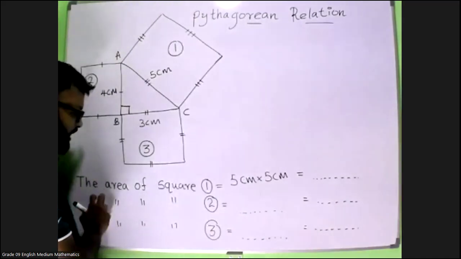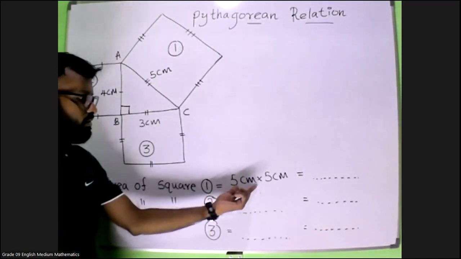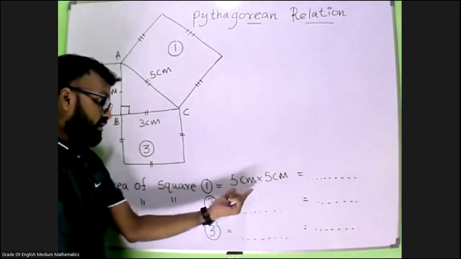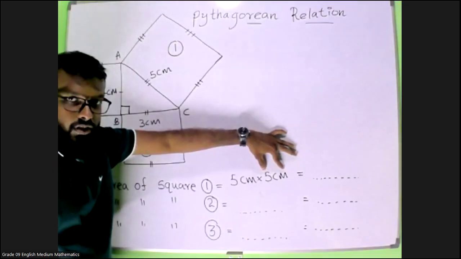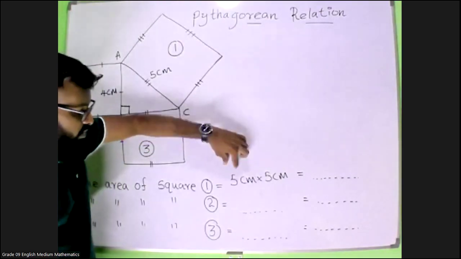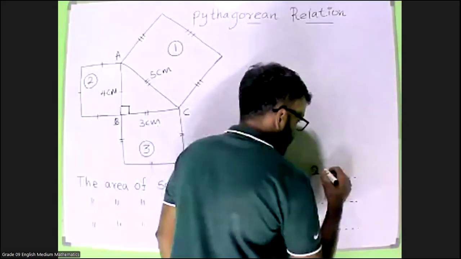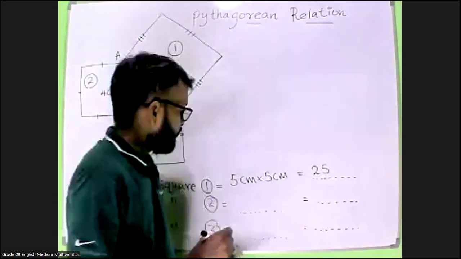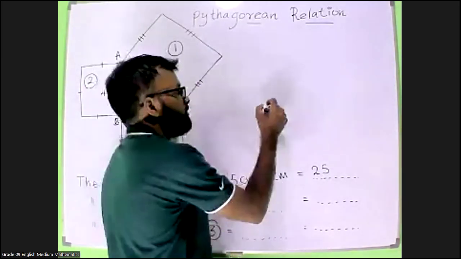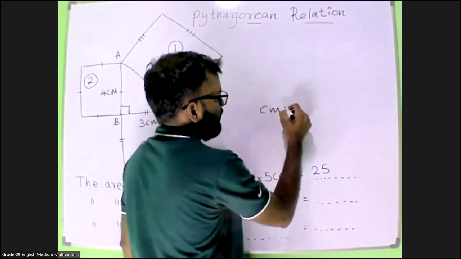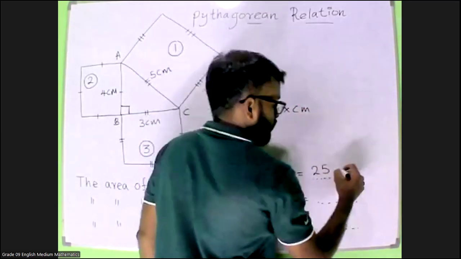Right. The area of square number 1, right? 5 cm by 5 cm. 5 cm multiplied by 5 cm. So that means 5 times 5, 25. Right? Centimeters times centimeter, centimeters to the power 2.